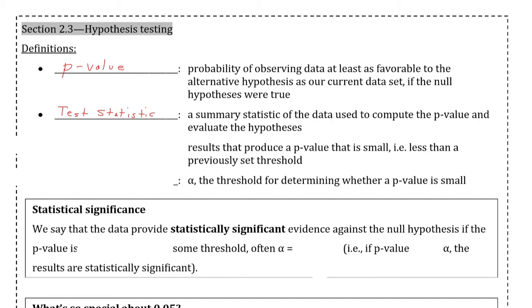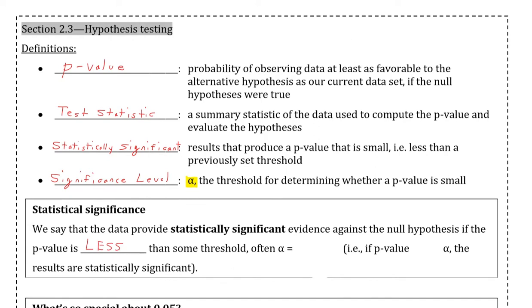Using the p-value, we can claim whether a result is statistically significant, which means results that produce a p-value that is small, i.e. less than a previously set threshold, that threshold being known as a significance level, and is indicated with the Greek letter alpha. To put it all together, we say that data provides statistically significant evidence against the null hypothesis if the p-value is less than some threshold, often alpha equals 0.05, i.e., if the p-value is less than or equal to alpha, the results are statistically significant.